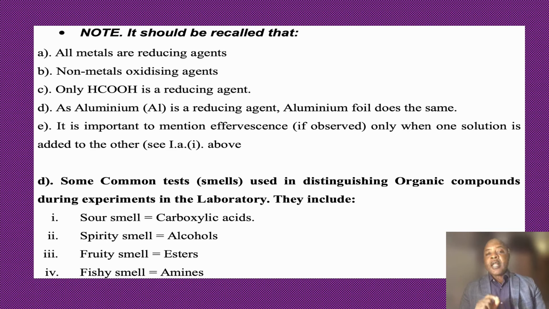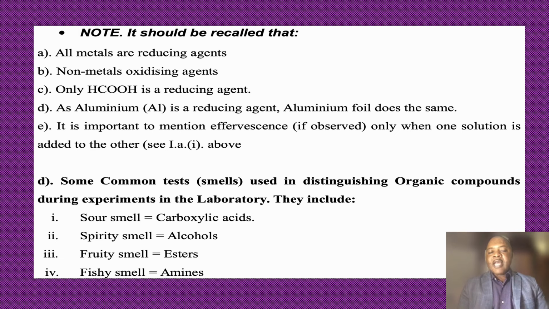D. There are some common tests or smells that are used in distinguishing organic compounds. You could be asked to distinguish some organic compounds that you are provided with. Some of these tests include a sour smell: any organic compound that gives a sour smell is a carboxylic acid. Any organic compound that gives a spirity smell, like spirit, is an alcohol. Any organic compound that gives a fruity smell, like a fresh fruit, is an ester.